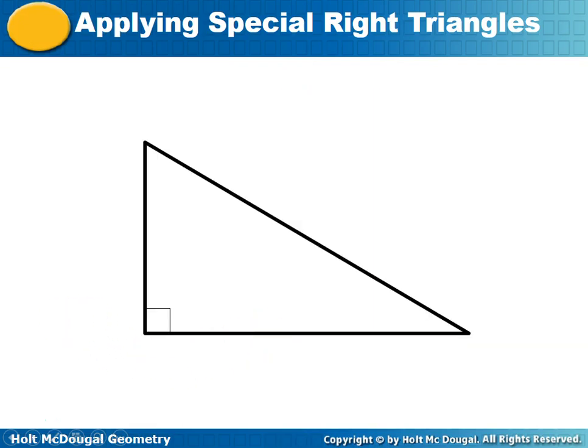So this is a 30, 60, 90 triangle. We're going to go ahead and label our angles. This is our 30-degree angle, so this would be our short side. This is our 60-degree angle, so this would be our long side. And then this obviously would be our hypotenuse. We have two formulas that we're going to use for a 30, 60, 90 triangle, but the very first thing that you have to be very careful about is being able to figure out where the long side, the short side, and the hypotenuse are.